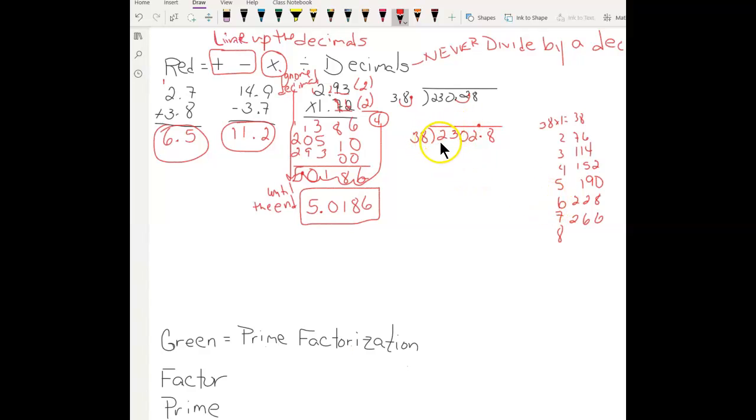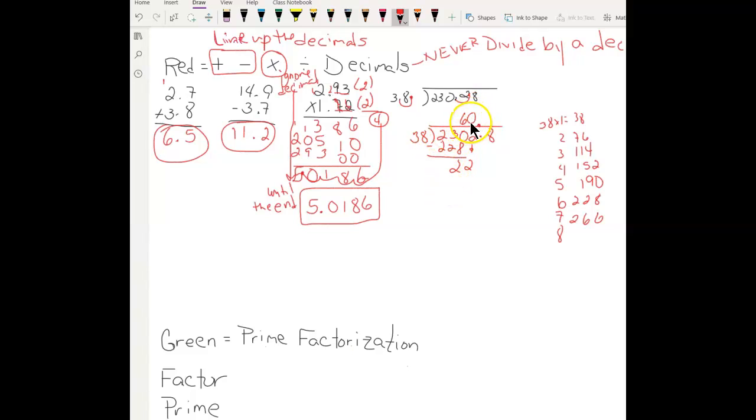So, because we're going into 230, we have to put our 6 above the 0. Keep things lined up. 228. We subtract, we get 2 left over. Bring down the 2. Up. 38 cannot go into 22. Do not skip this step. You must put a 0 there because it goes in 0 times.